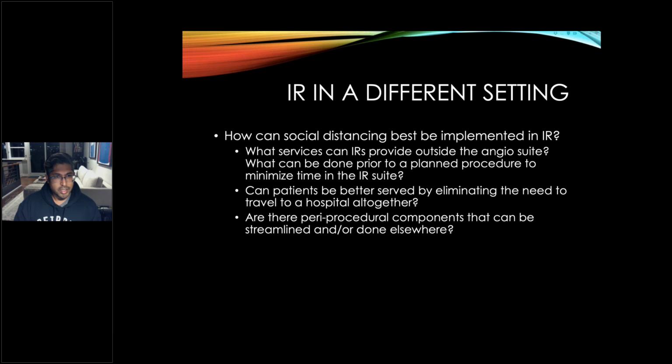So, I wasn't the person who came up with that specific suggestion, and I know that's a challenge in general that we want to try to address as interventional radiologists, even outside of COVID, right? So I think that's a very grand plan.